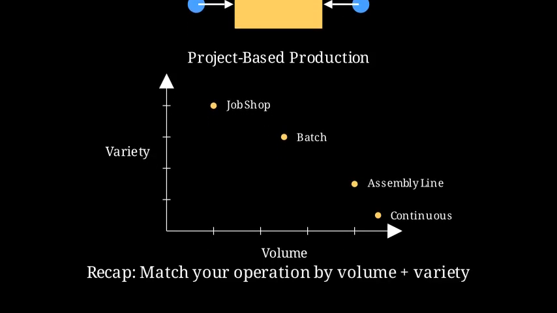Quick recap. If your company makes unique items in flexible routes, choose job shop. If you make groups of similar items, choose batch. If you make high volume items in a fixed sequence, choose assembly line. If your process runs continuously, choose continuous process. If you build one large custom product, choose project-based. Use the volume and variety idea to confirm your choice.